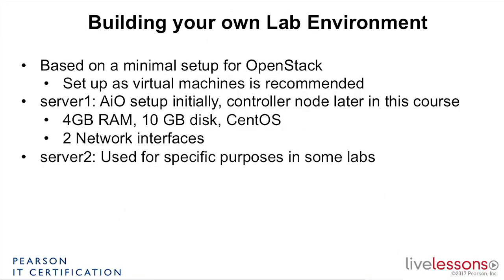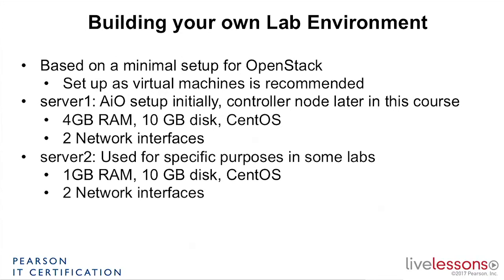Server 2 is used for specific purposes in some labs. If you don't have a lot of RAM available, you could do without server 2 for most of the labs. You will need it in only 3 or 4 of the labs that we are going to use here. Server 2 is going to be used as a Nova compute node. That is the node that is going to host virtual machines. And in order to accomplish this task, it needs a minimum of 1 gigabyte of RAM, 10 gigs of disk space, and CentOS installed. Also for this server, I recommend using 2 network interfaces.